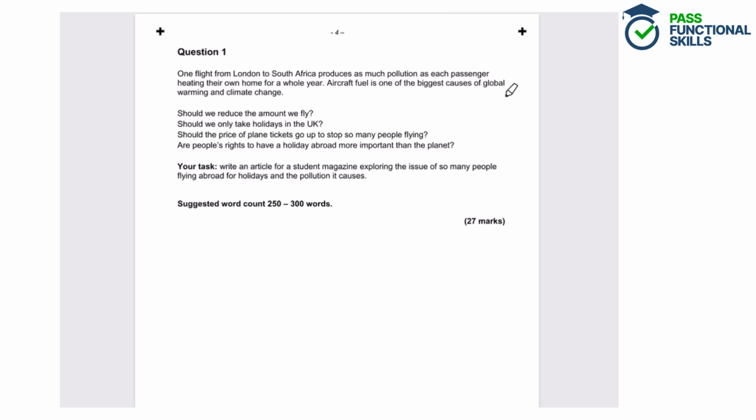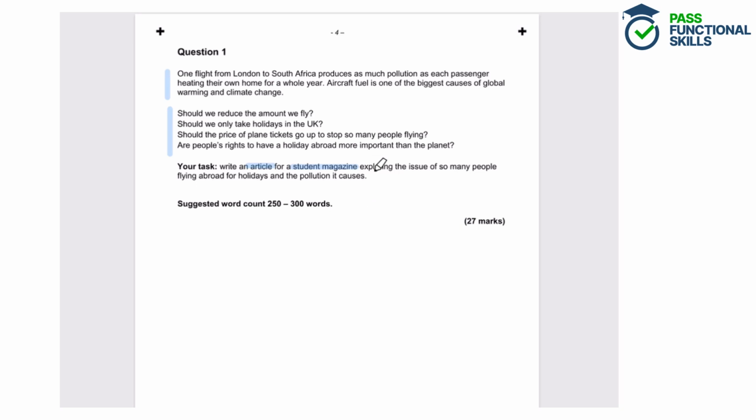So in this question, we've been given a little bit of context and then we've been asked some questions that we need to consider in our writing. The task is to write an article, so that's the text type that we need to write, and we'll need to use the correct formatting features for an article. We're focusing on students as our audience, and we're writing for a magazine for them. So this is probably going to be quite an informal text because we're writing for a magazine rather than a newspaper.